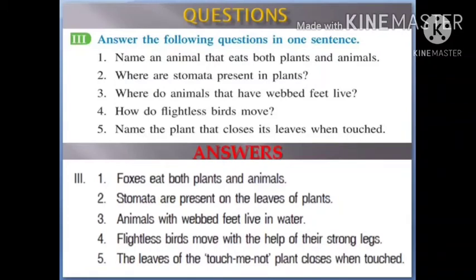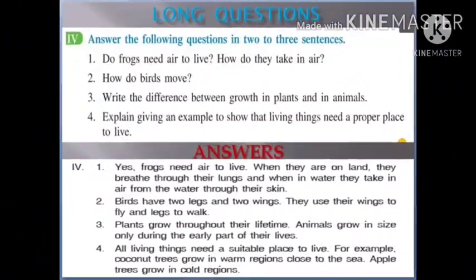Question 5, name the plant that closes its leaves when touched. So we have to name the plant who closes its leaves when we touch. So the leaves of the touch me not plant closes when touched. So what is the name of the plant? Touch me not. When we touch that plant, closes its leaves. Now let's go for the long questions.